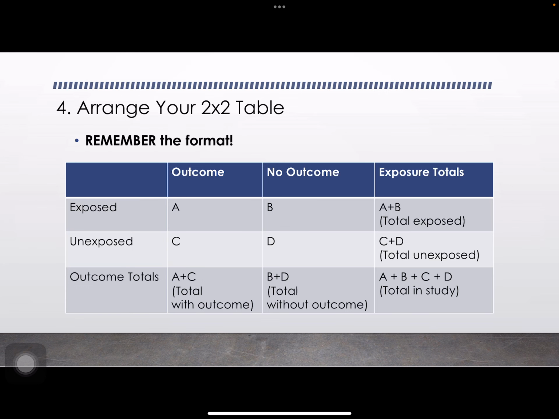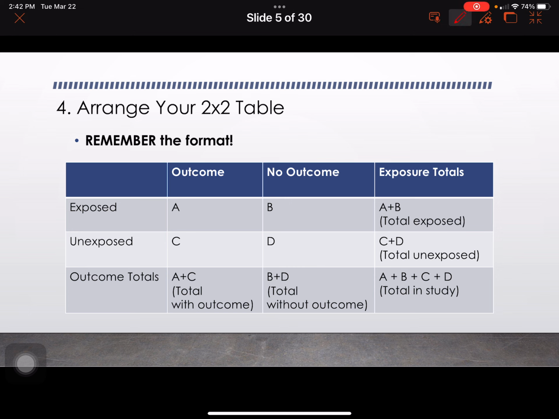Then you should arrange your 2x2 table. Remember that having a template handy will make this part of the process easier. Also remember to make sure that your exposed and unexposed are on the left, while your outcome or non-outcome groups are on the top. Remember that these are also known as cases and controls.